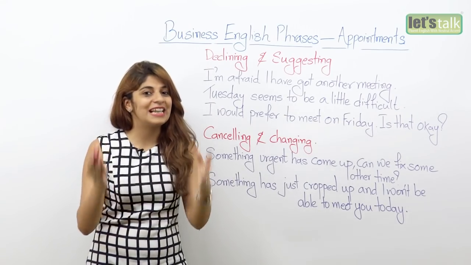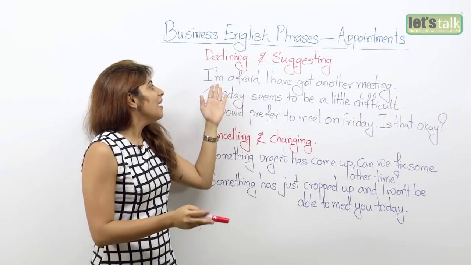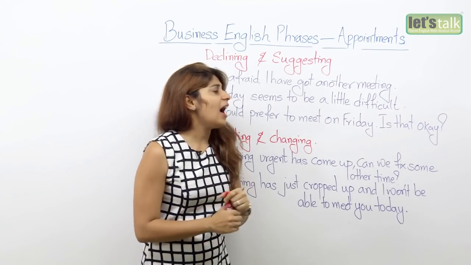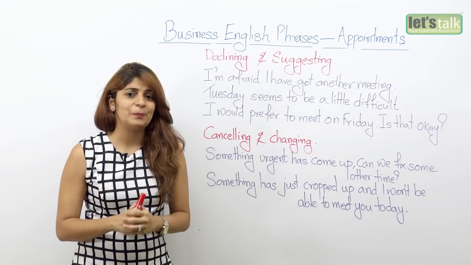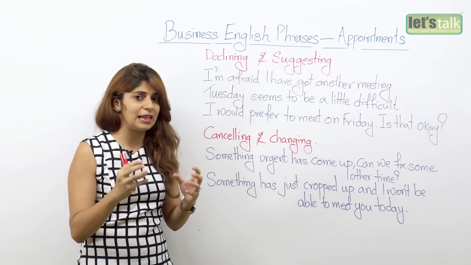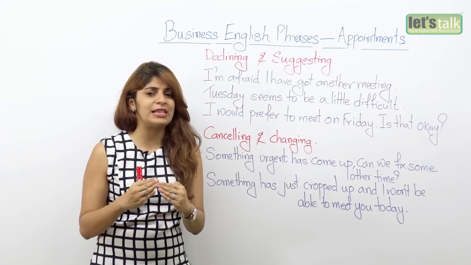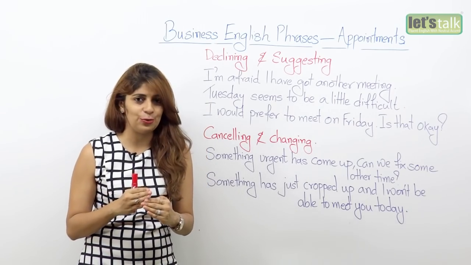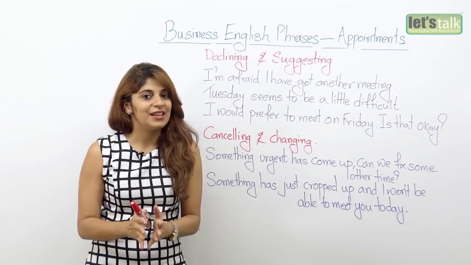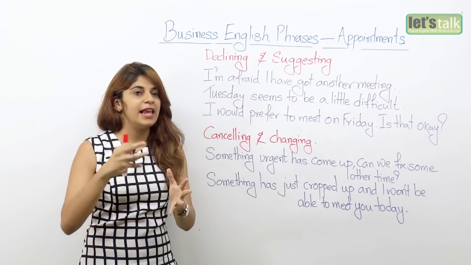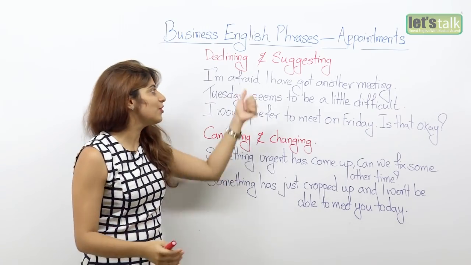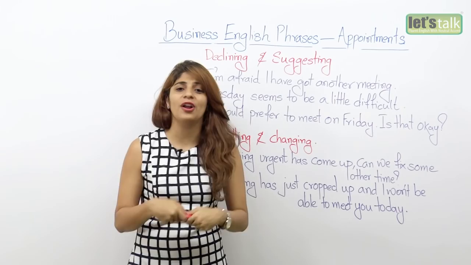So how do you decline? Well, firstly, you can say, I'm afraid I have got another meeting. Now, this is a great way to decline. Of course, you cannot directly say, no, I can't meet you. That would be quite offending. So rather than saying a direct no, use a phrase, oh, I'm afraid I have got another meeting.